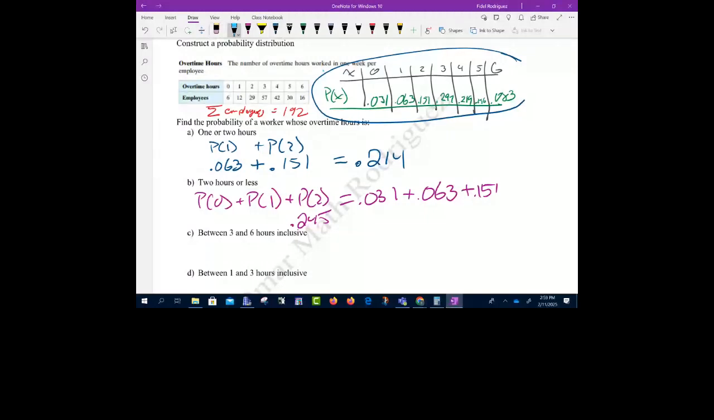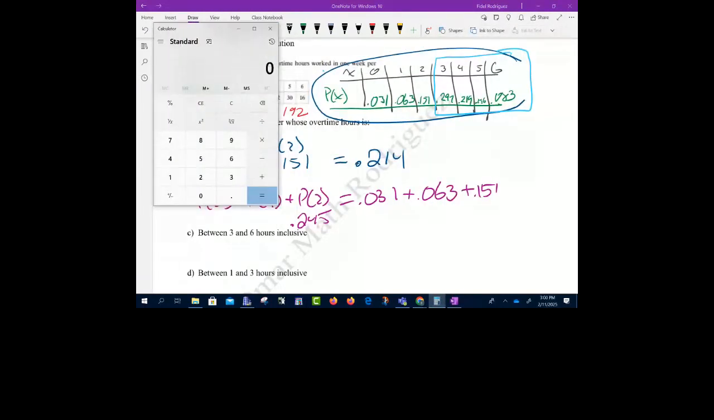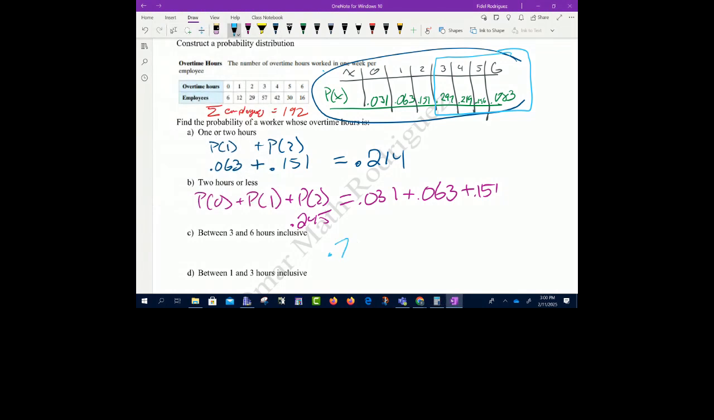Between 3 and 6 hours, those folks right there, right? So let's add those guys together. Let's clear this out. 0.297 plus 0.219 plus 0.156 plus 0.083. And y'all, I'm coming up with 0.755.